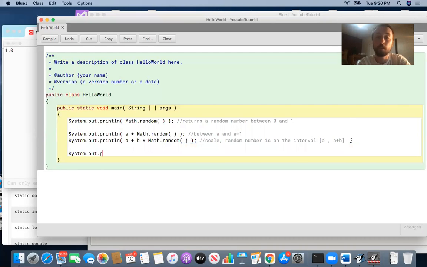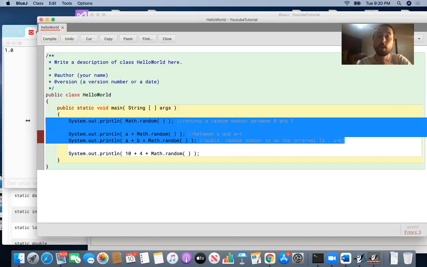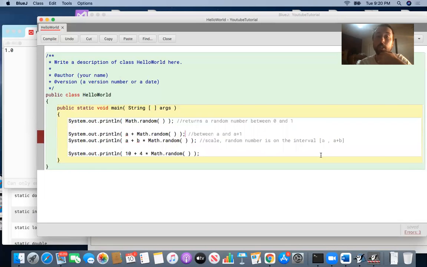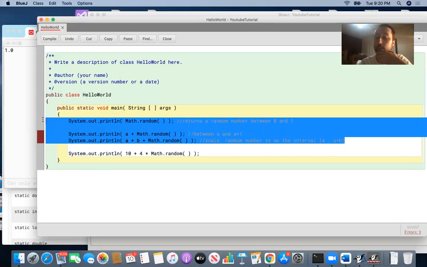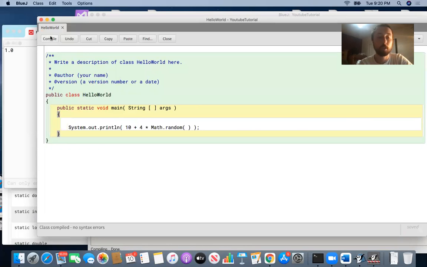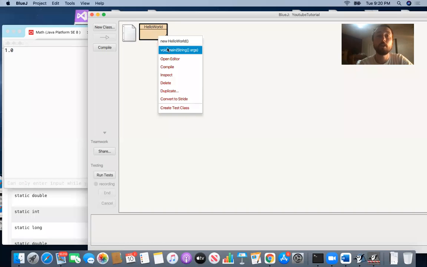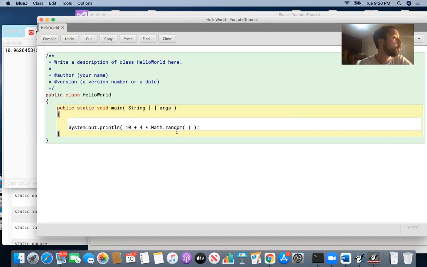What if I want a random number between 10 and 14? I would do 10 plus 4 times Math.random. So I'm probably going to get something like 12. It's going to be something around 12. Maybe it'll be 11 or 13 or something like that. So let's take a look at that. So what we're going to do is run this code. We're going to press compile, and then we're going to go ahead and run it. And then you get 10.96. So it has to be between 10 and 14.